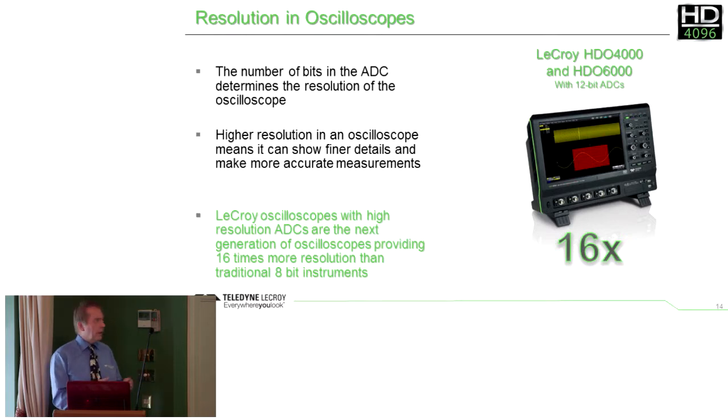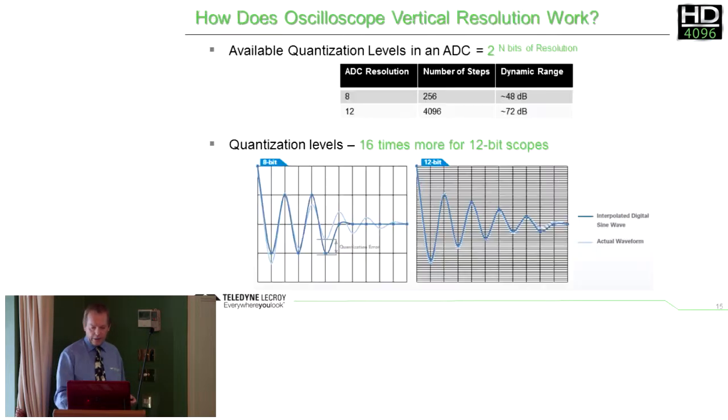So if we take a look here, LeCroy have got some high bandwidth scopes. This one is typically up to 1 gigahertz bandwidth, 2.5 gigasample, with 16 times higher resolution. So what does 16 times higher resolution mean? Let's have a quick look at that. Here we've got an example.